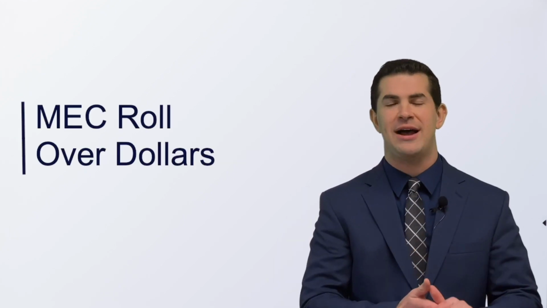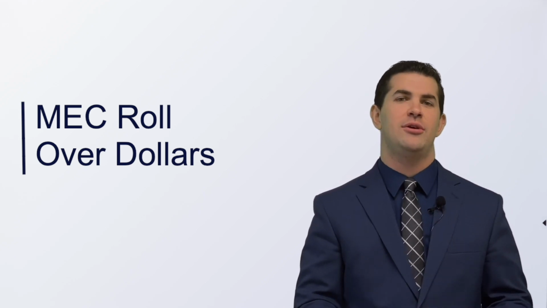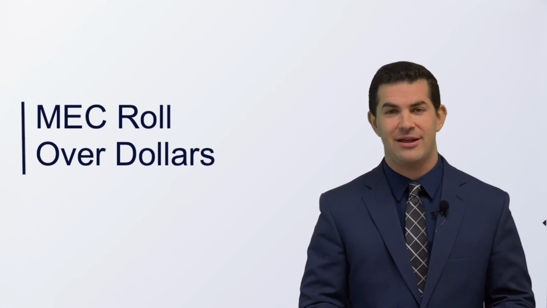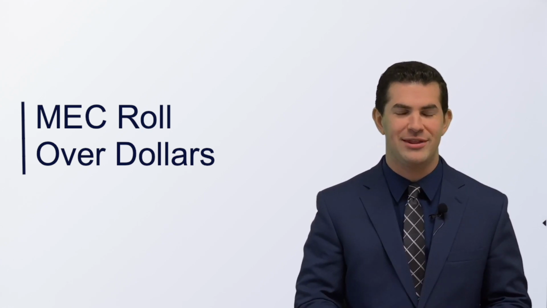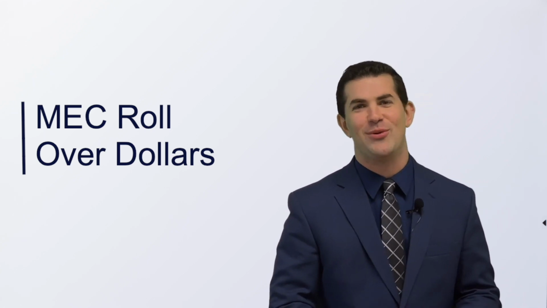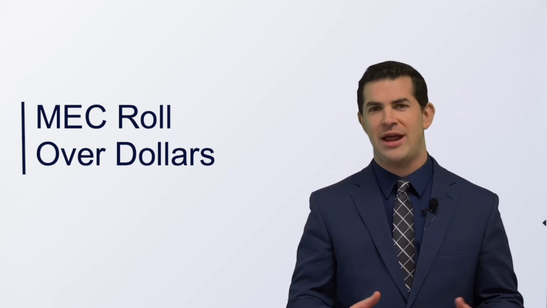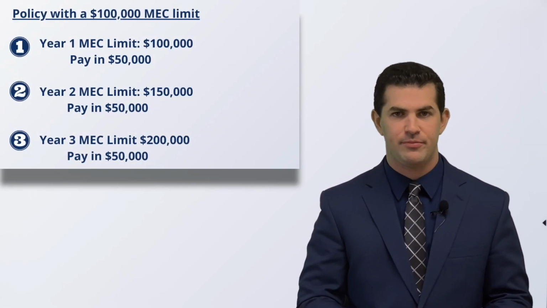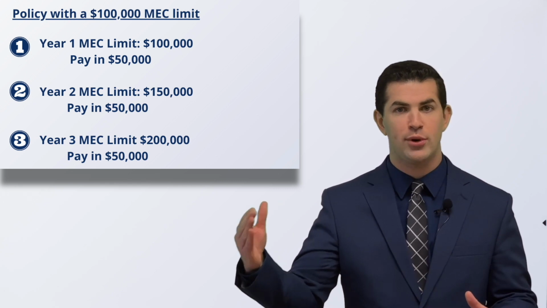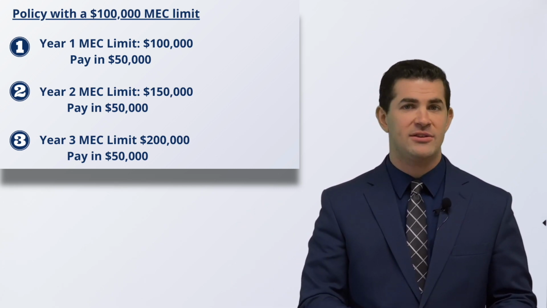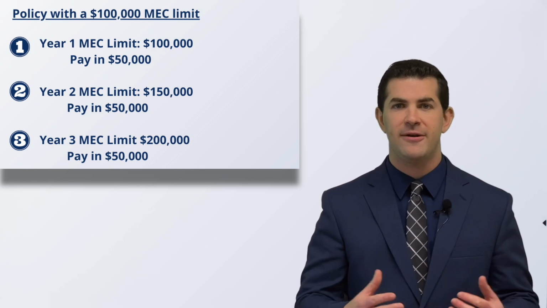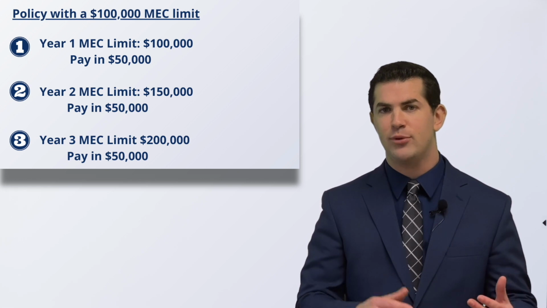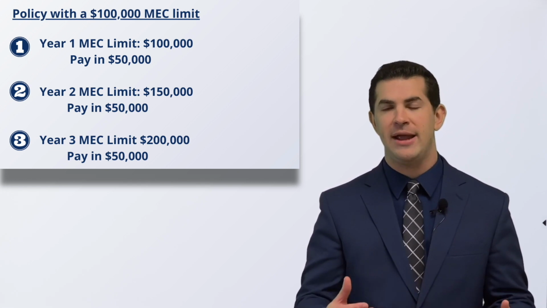MEC rollover dollars. When it comes to the MEC limit on a life insurance policy, we do have rollover dollars. I like to think of it as the old cell phone plans with the rollover minutes, if you remember those. So when it comes to the MEC laws and how it works, let's say we have a policy with a $100,000 MEC limit. That means we can pay up to $100,000 per year if we want to. Let's assume year one, we pay in $50,000. That means I could have paid in another $50K up to $100,000, but I did not. I only paid in $50,000.